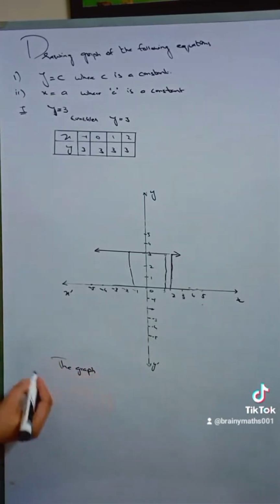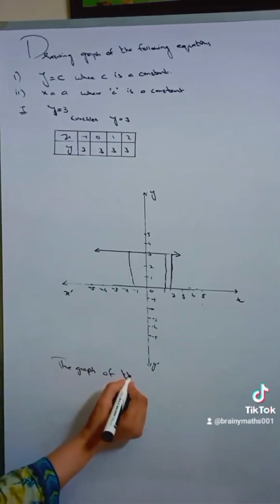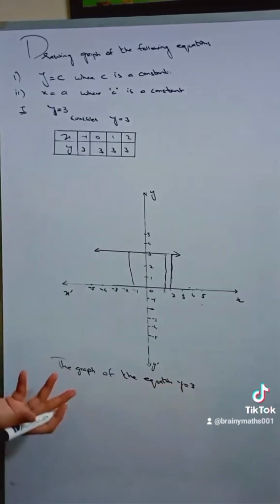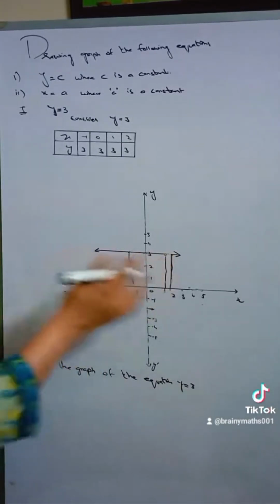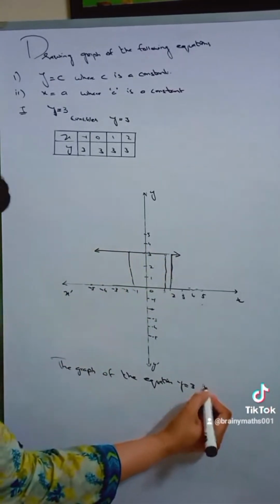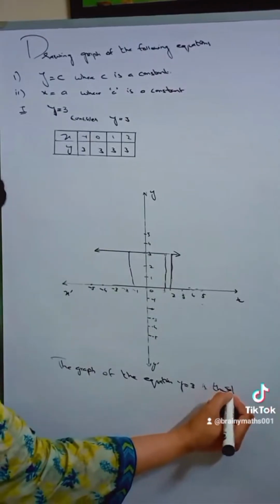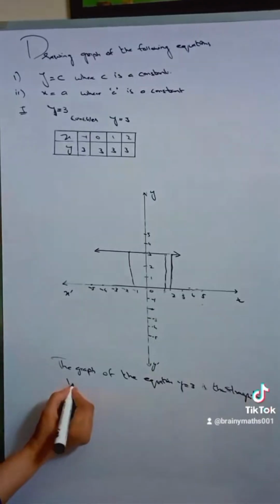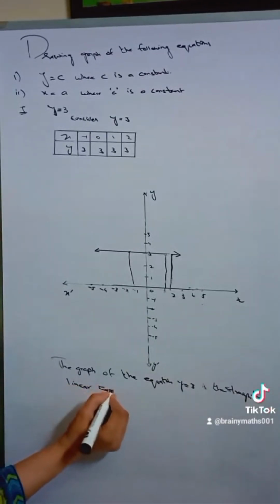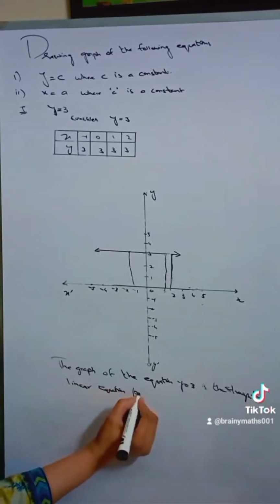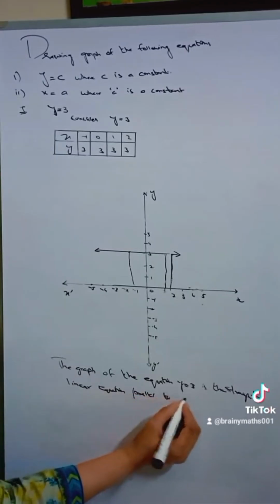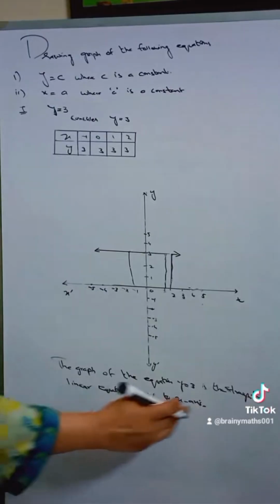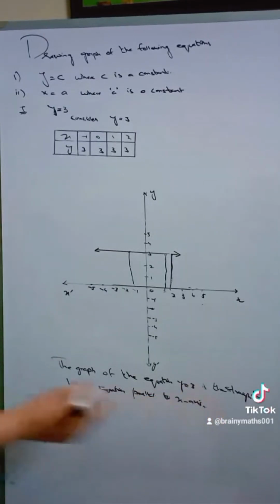The graph of the equation y equals 3 is what? It is a straight linear equation parallel to the x-axis. Simple. This is the answer.